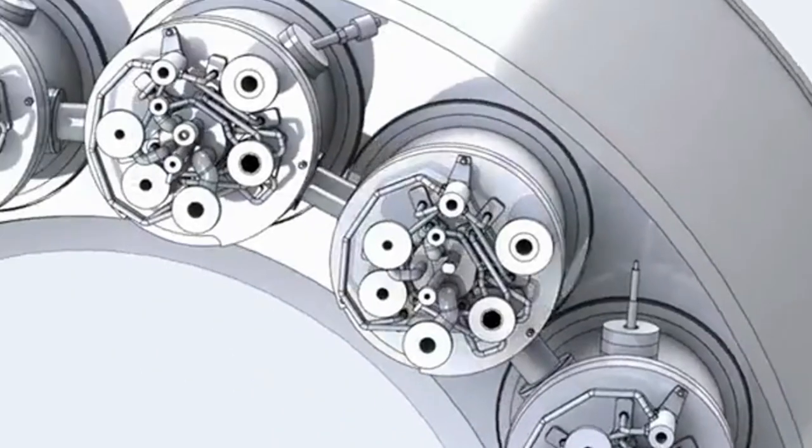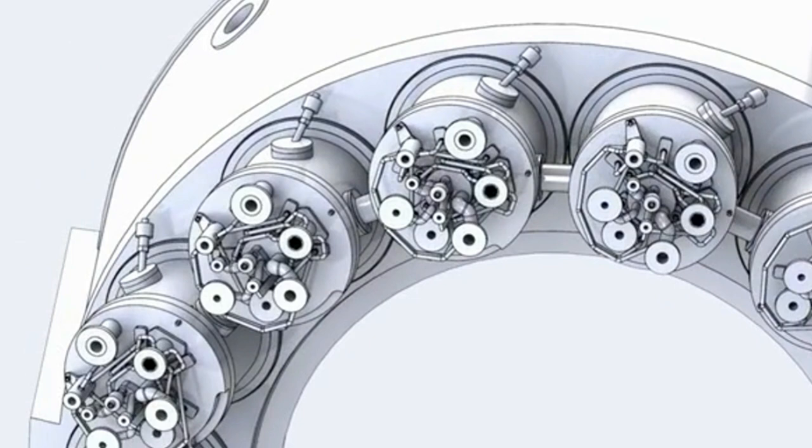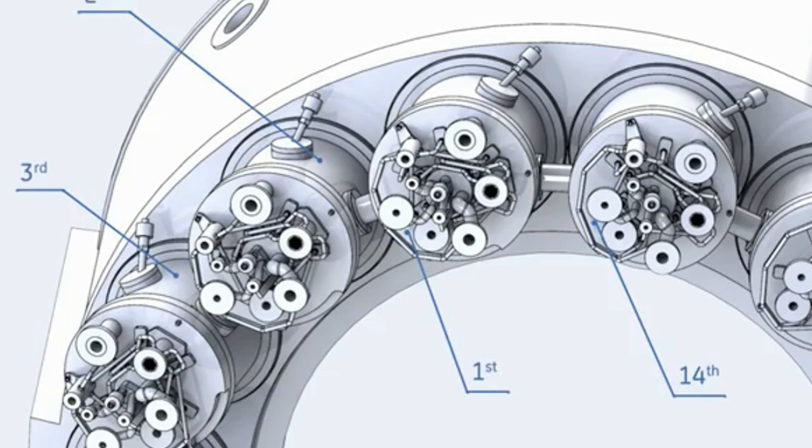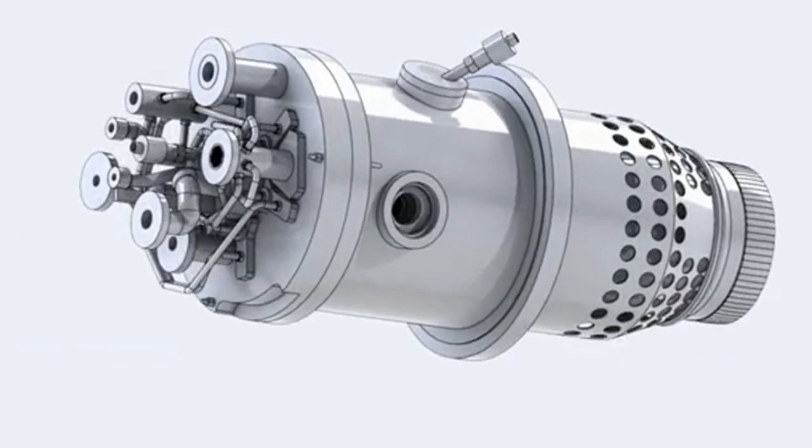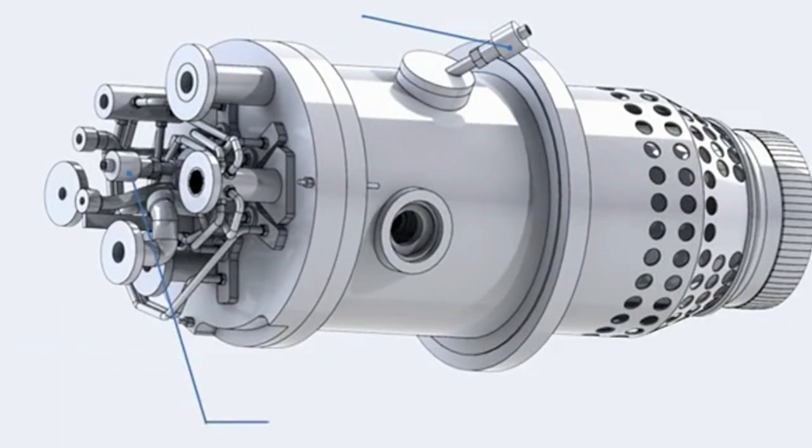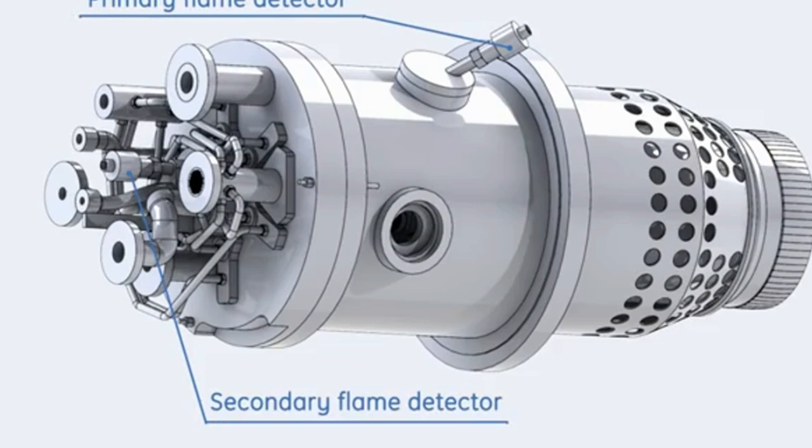Flame is detected on combustion chambers by means of ultraviolet flame detectors mounted on 4 chambers, the 14th, the 1st, the 2nd, and the 3rd combustion chambers. As the DLN system features 2 combustion zones, flame is detected by 4 flame detectors in each zone.